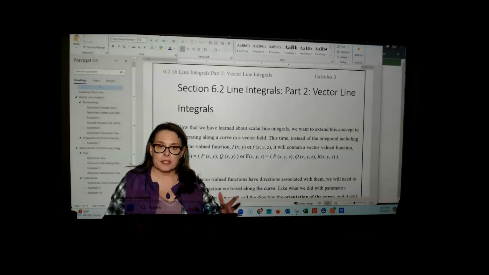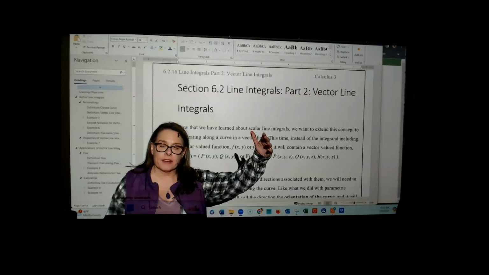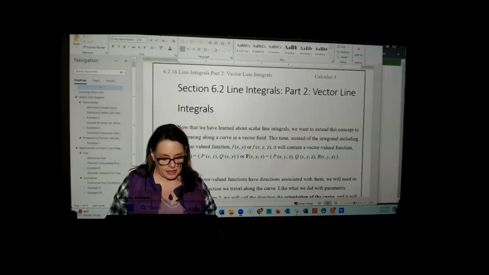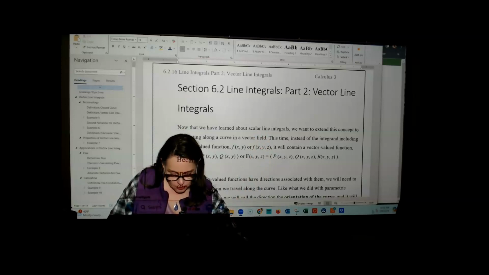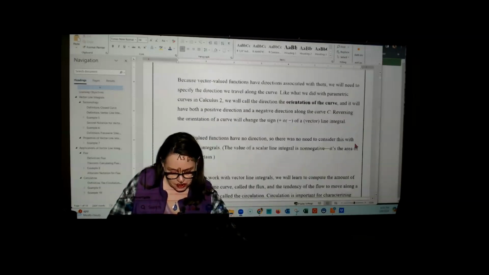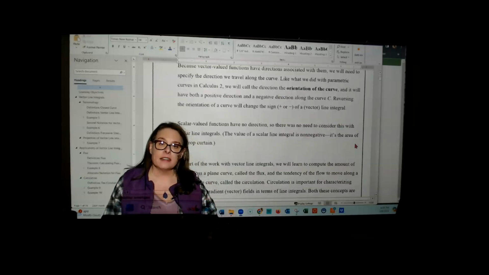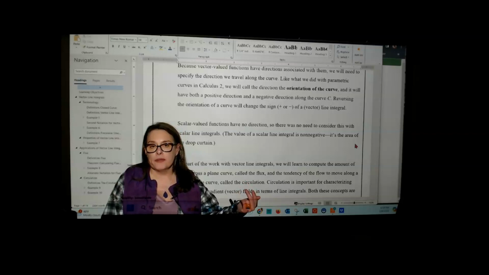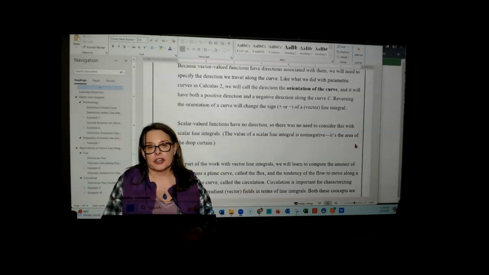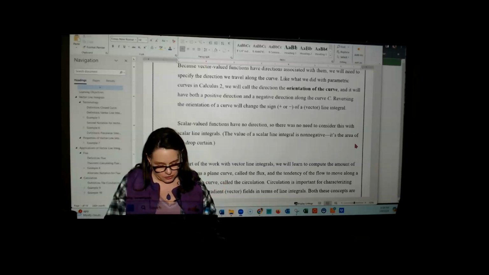So while the absolute value is the same, the work done depends on whether you're traveling up against gravity or down with gravity. We're going to call this the orientation of the curve. And as in the example with gravity, we'll find that moving in the opposite direction along the curve will give us the negative of the value of the vector line integral.